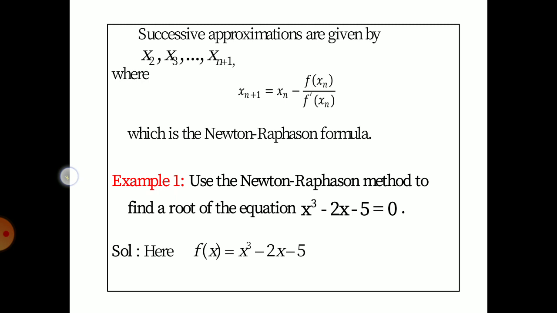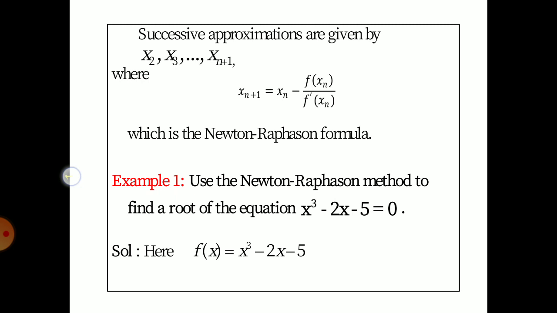As an example, we shall see how we can solve a problem by using the Newton-Raphson formula. We shall consider this as the first example. Use the Newton-Raphson method to find the root of the equation x cube minus 2x minus 5 equal to 0. We know that this equation is an algebraic equation. It is also very important to recognize whether the given equation is algebraic or transcendental. This is an algebraic equation.